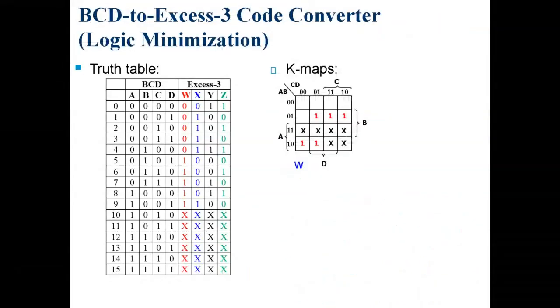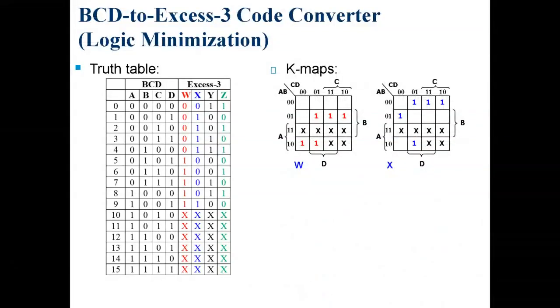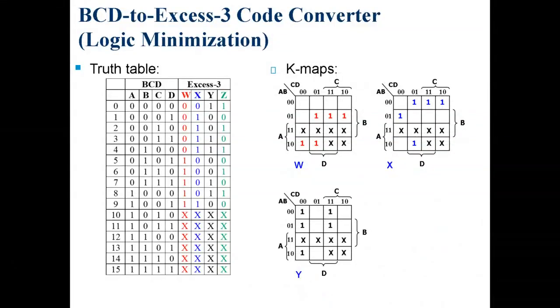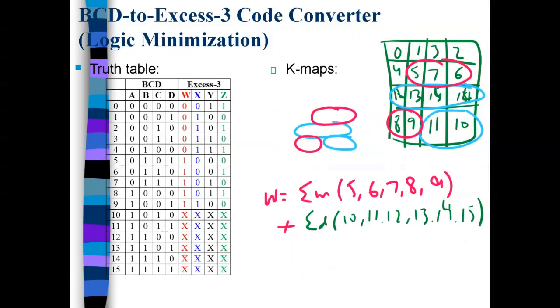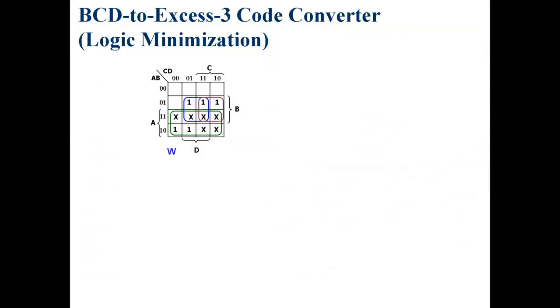Okay, and then we have this KMF. We draw the KMF for W. We draw the KMF for what? X. We draw the KMF for Y and the KMF for Z. And then we see here, these are the KMFs. Now we do the logic minimization.